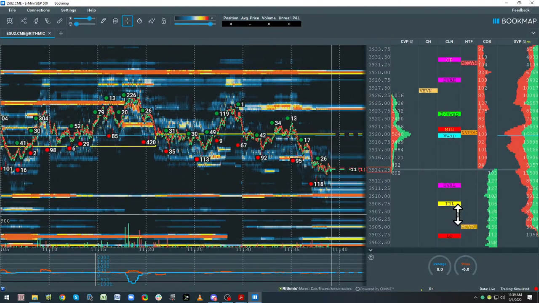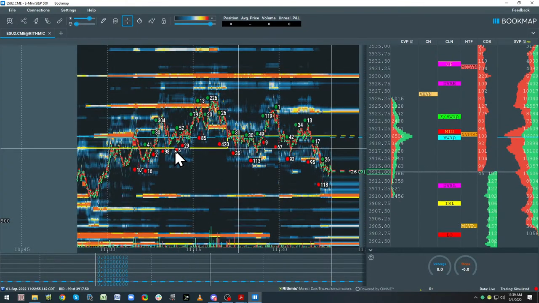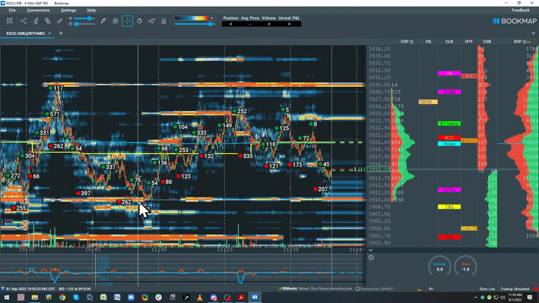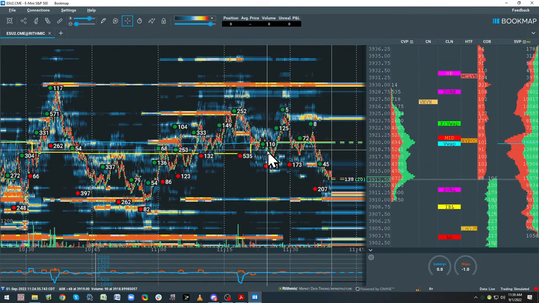What's below here? Stops. What didn't happen last time we were down here? We didn't get it. So what does that mean? Ripe. Is everybody tracking?